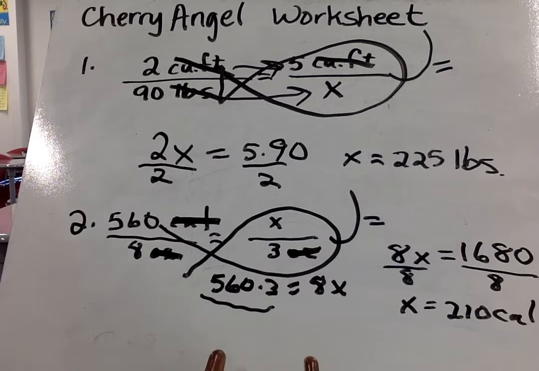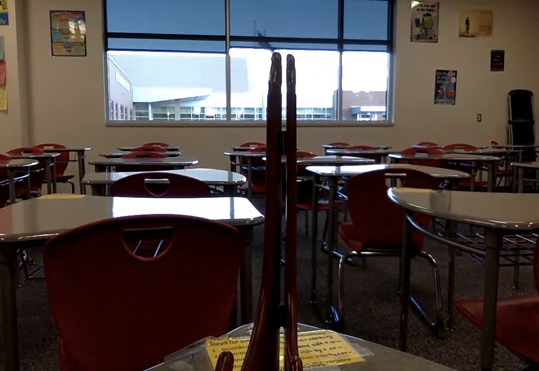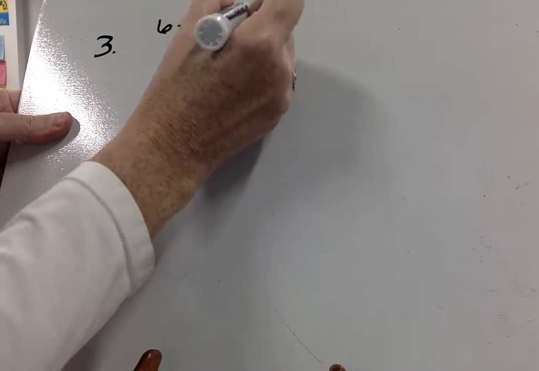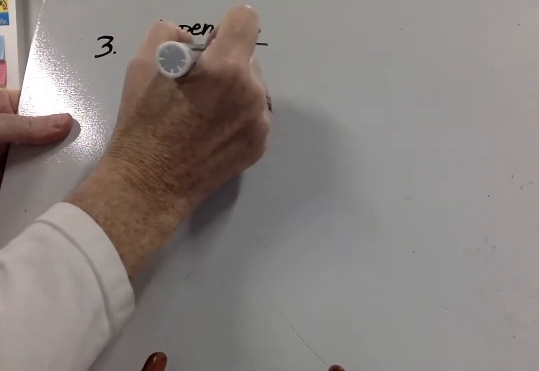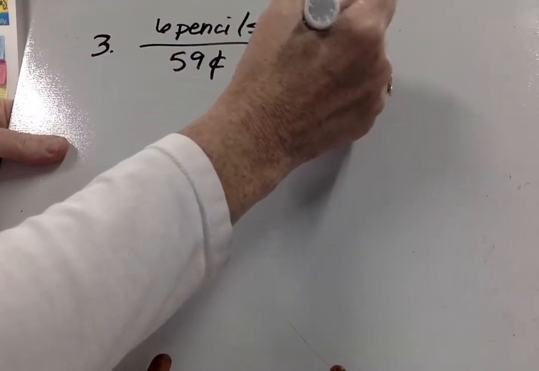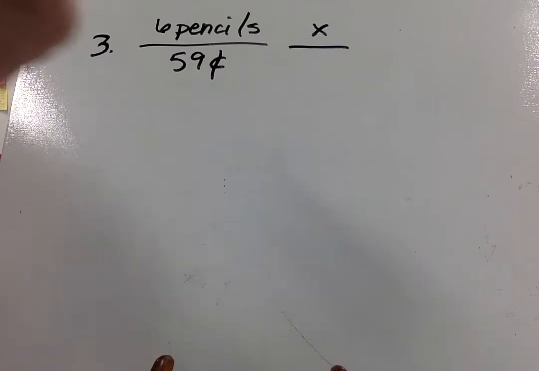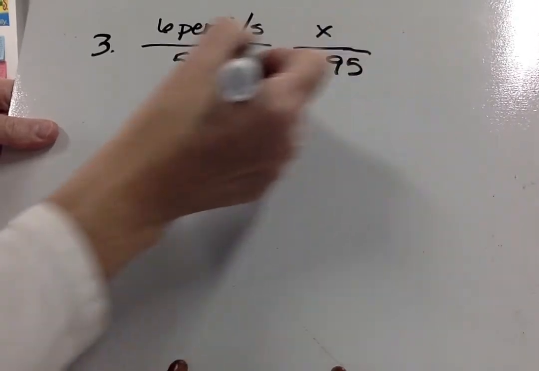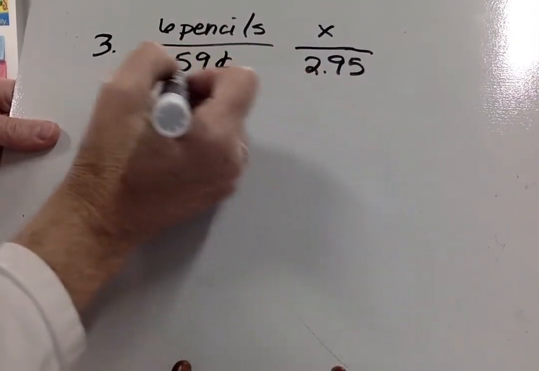Let's see, do we need to do one more? Let's do number 3. If pencils sell at 6 for 59 cents, so we put 6 pencils, 59 cents. How many pencils can be bought? So this is X. How many pencils can be bought for $2.95? Now, this is $2.95. This is 59 cents. We need to make sure they're the same units.